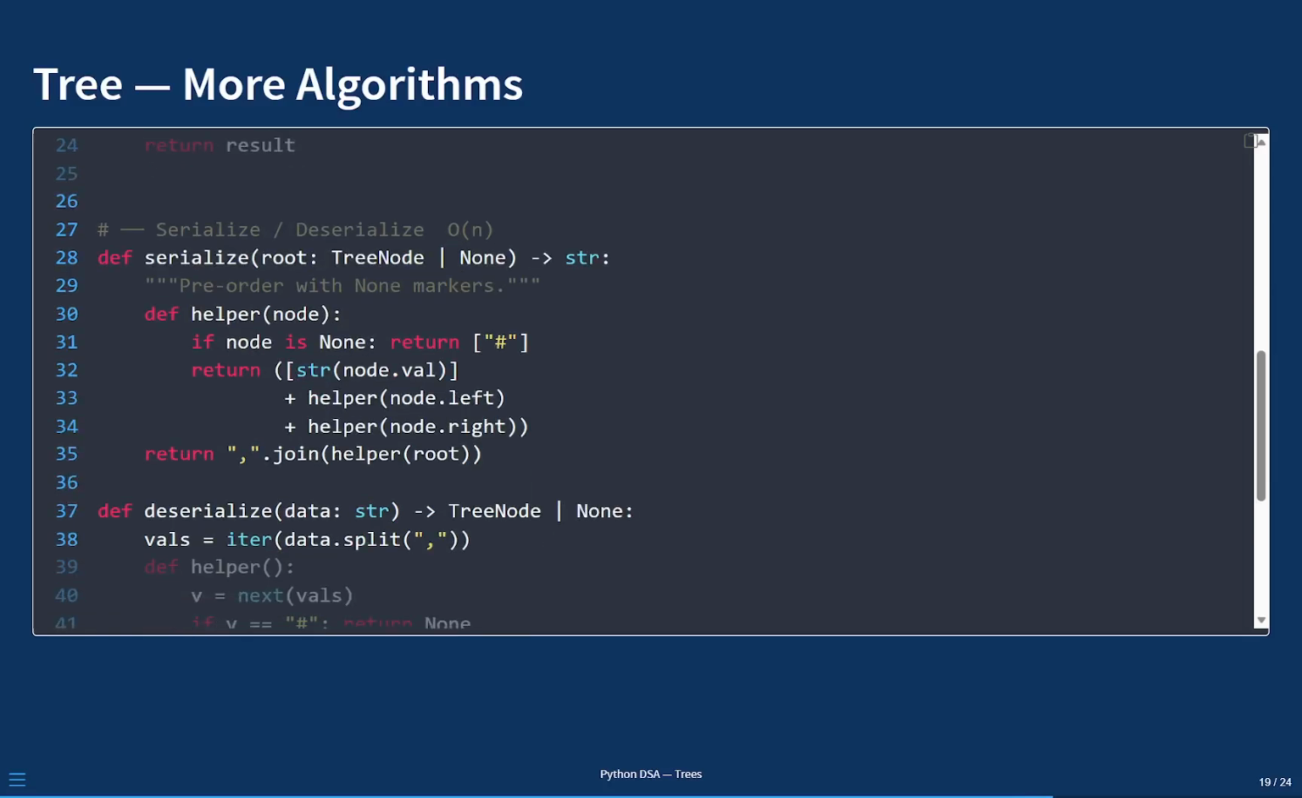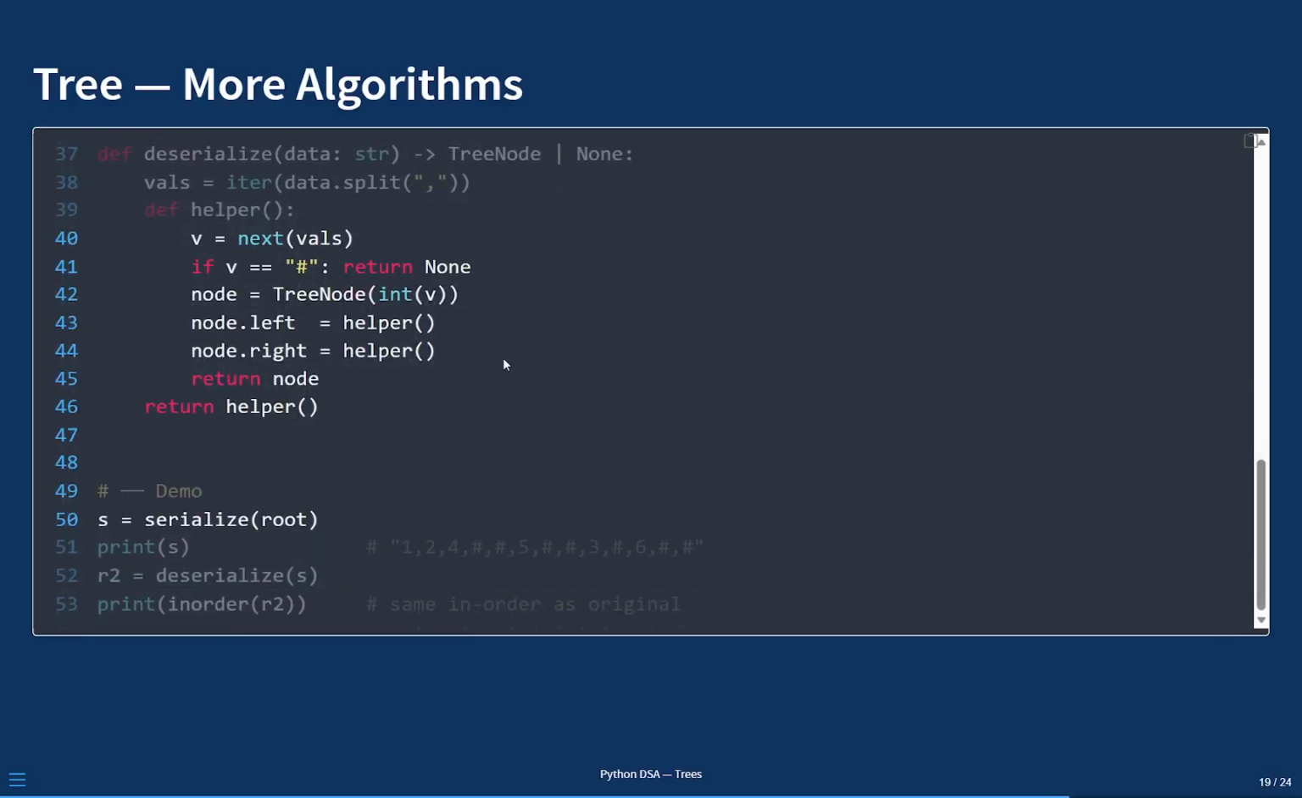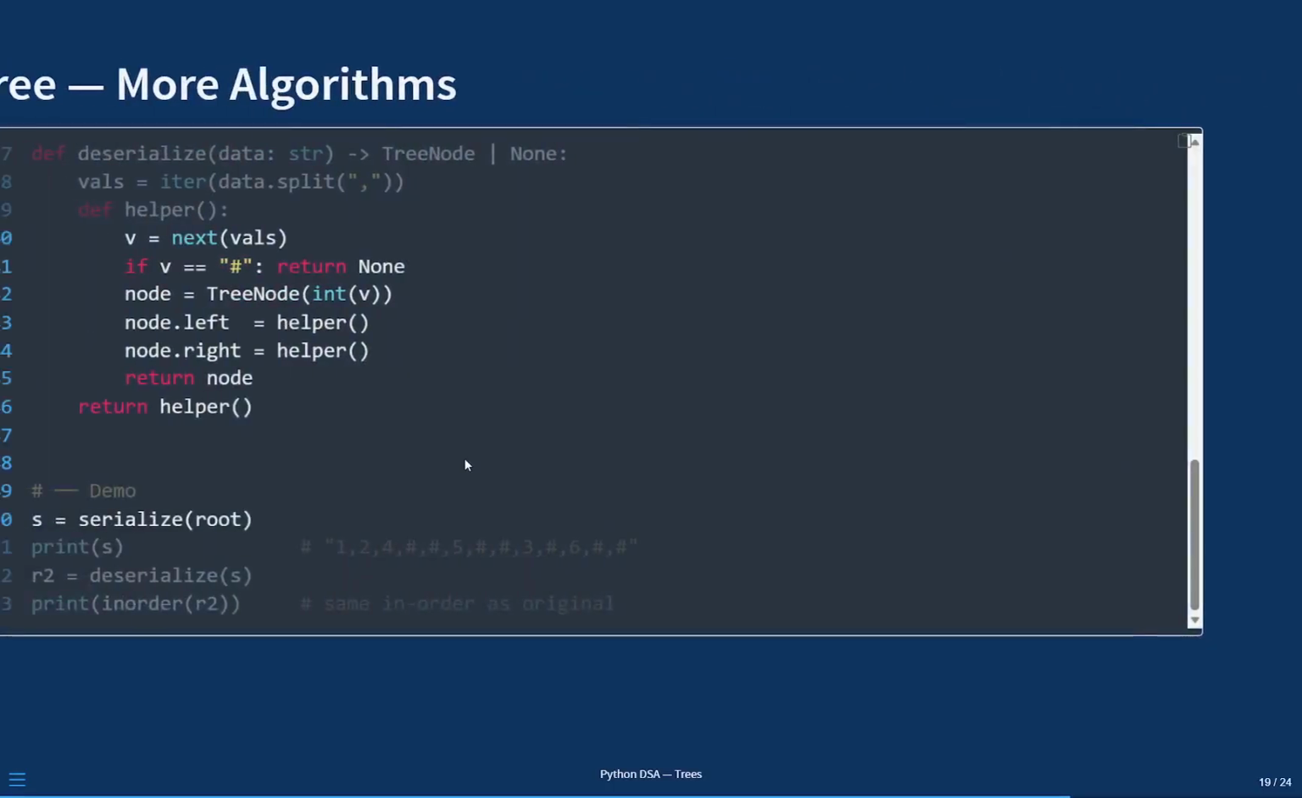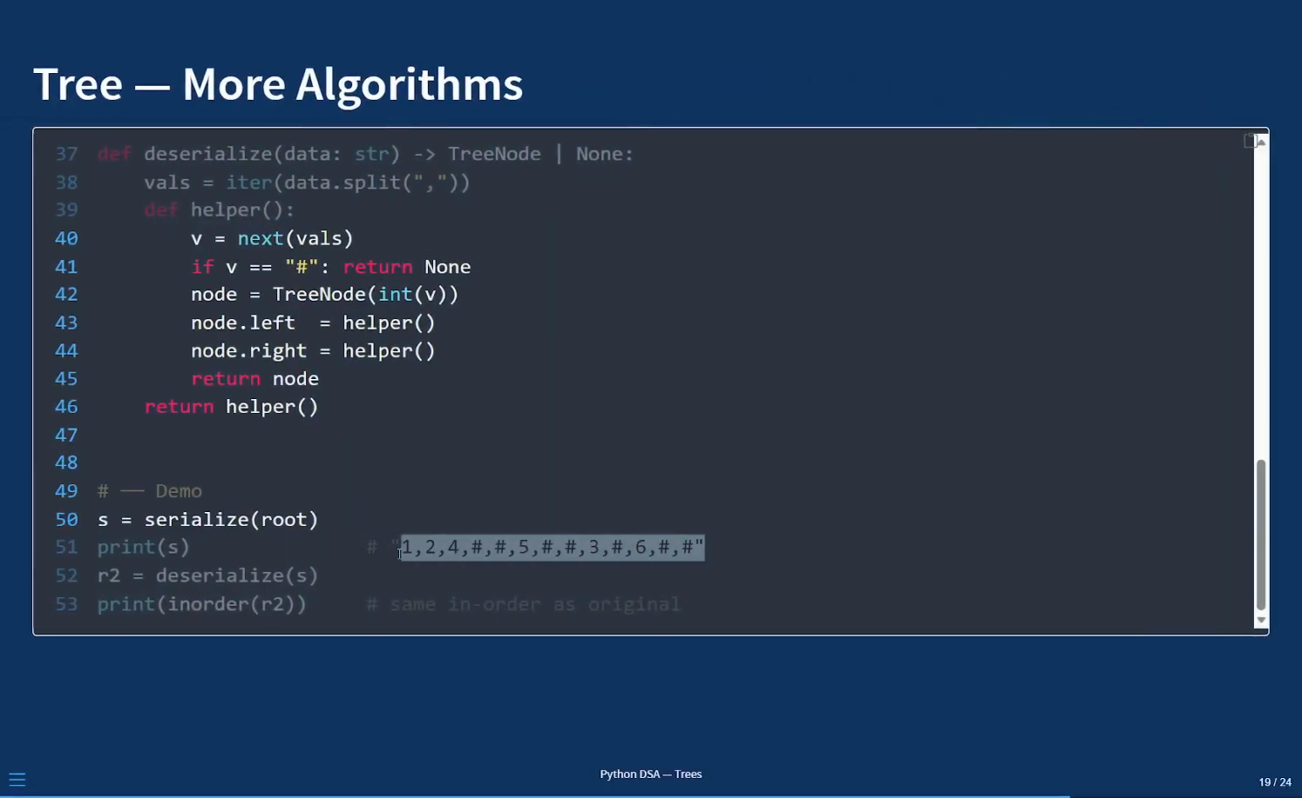Serialize and deserialize. Serialization is pre-order traversal with # as a null marker. Every node becomes its value as a string. Every None becomes #. Join with commas. The output "1,2,4,#,#,5,#,#,3,#,6,#,#" encodes the full tree structure unambiguously.